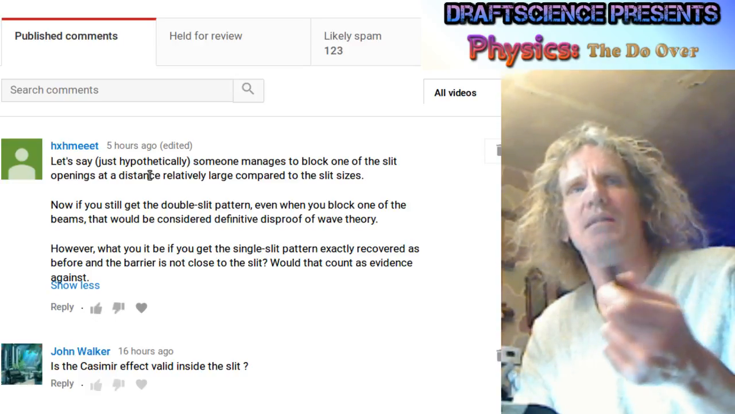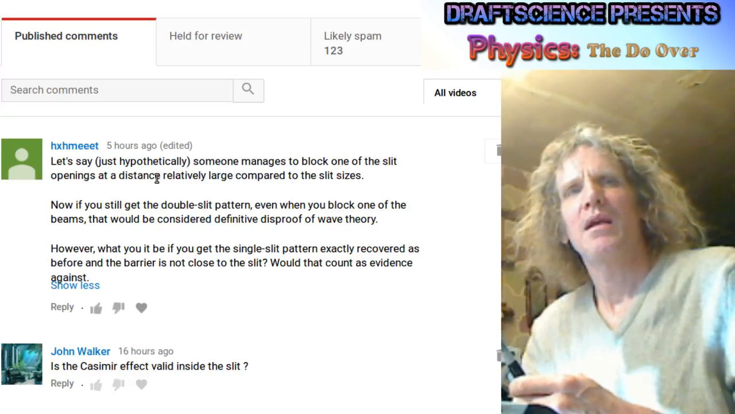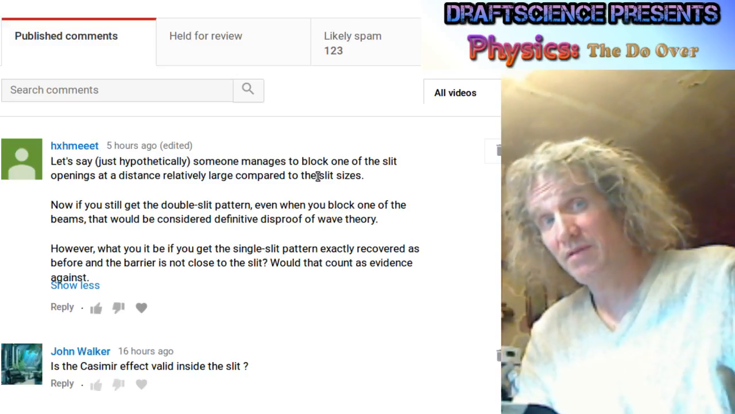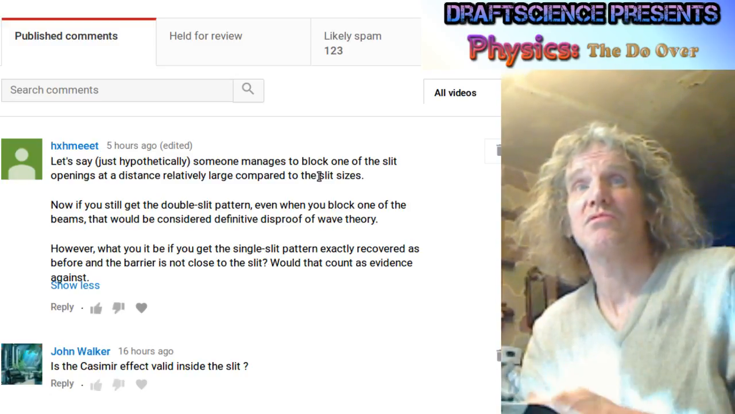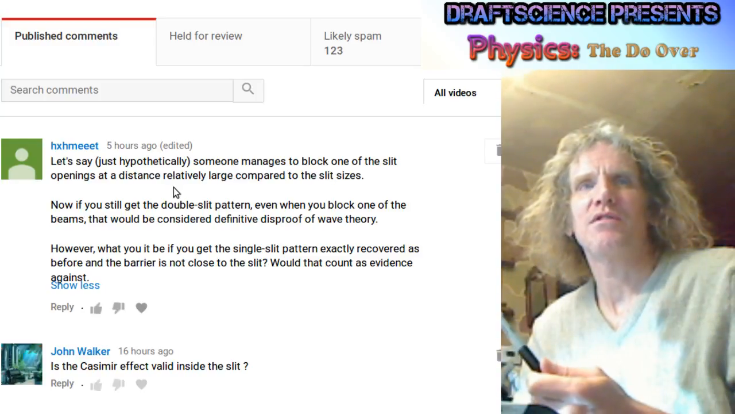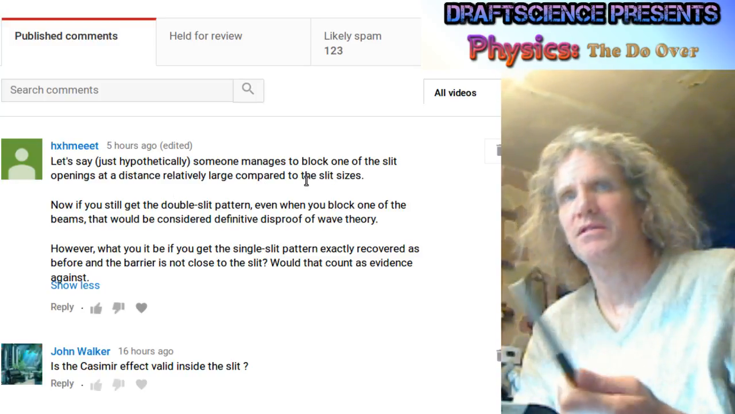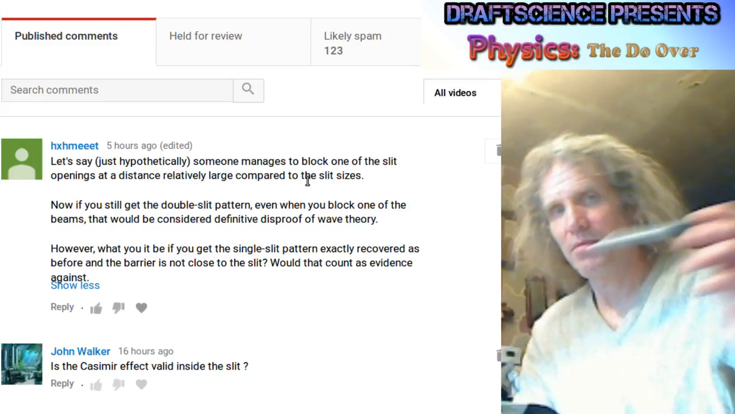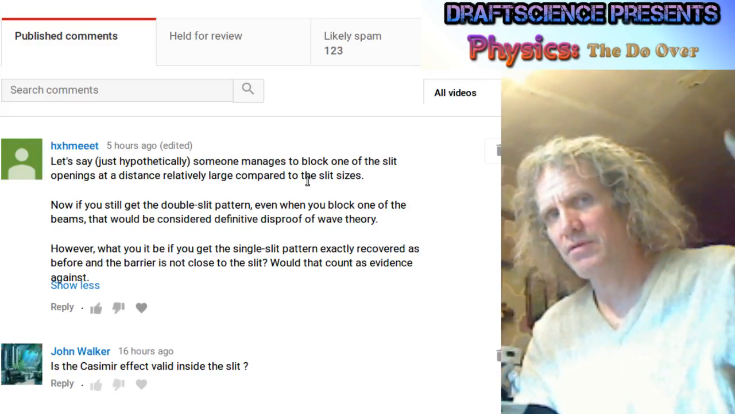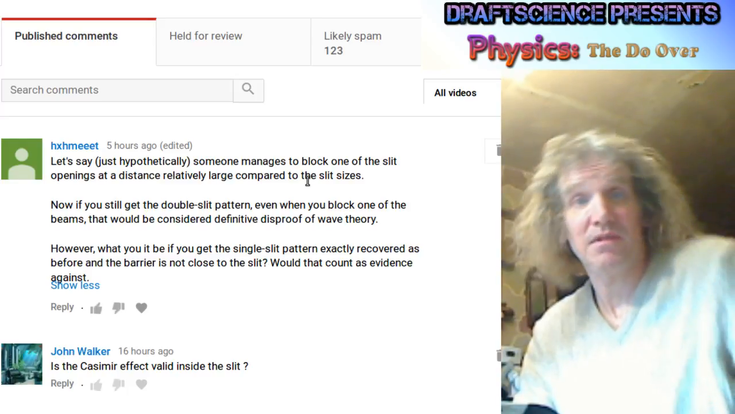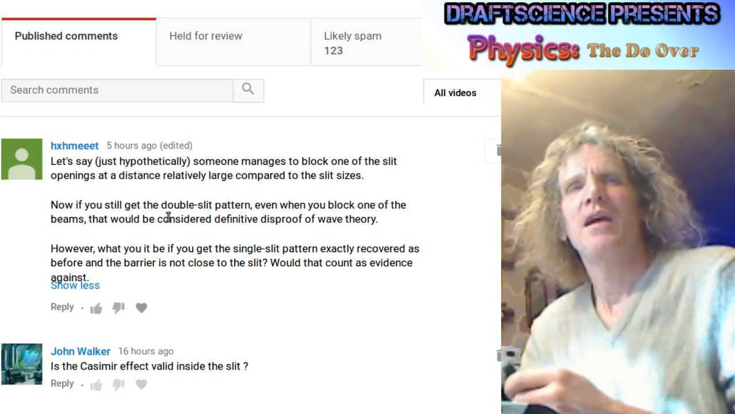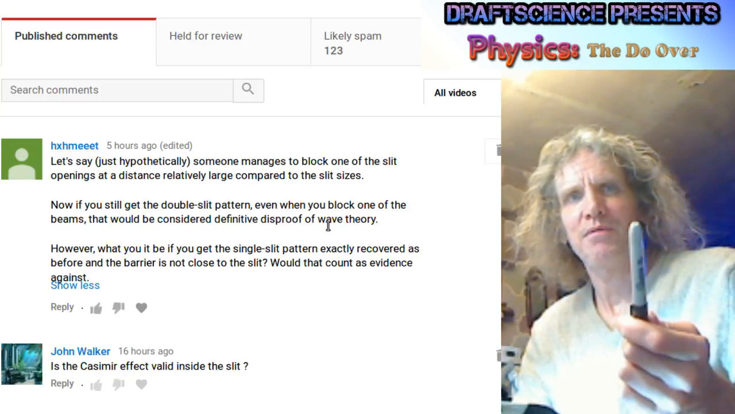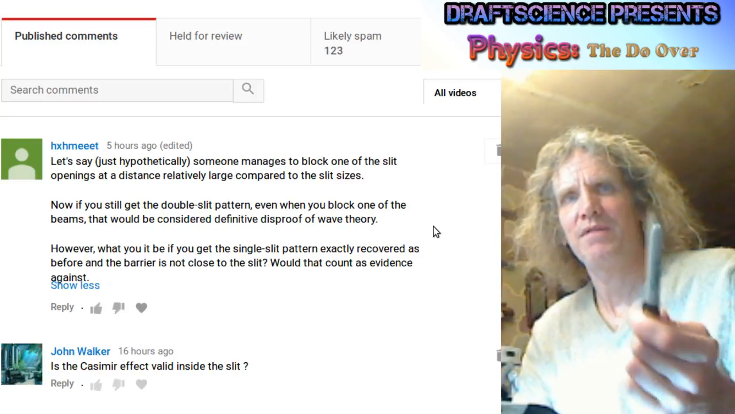So the hex guy says, let's say just hypothetically someone, again, there are two-slit videos, so really two-slit comments should go on the two-slit videos, I think. Someone manages to block one of the slit openings at a distance relatively large compared to the slit size. Well, even if it's the same distance as the slit size. Let's say you manage to block a slit without interfering with the experiment, quote unquote. Now if you get some double slit pattern, even when you blocked one of the beams, that would be considered definitive disproof of wave theory.